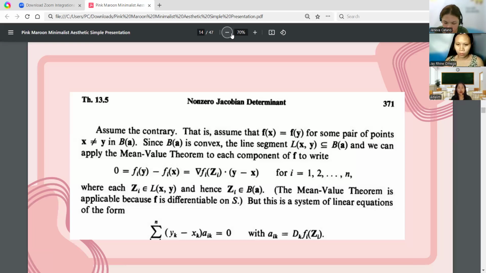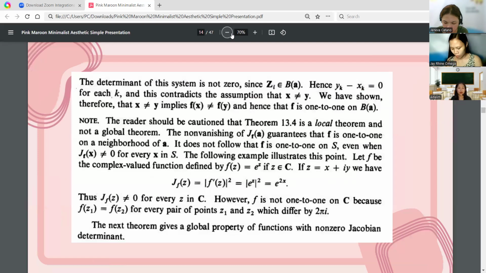Okay, next. The determinant of this system is not zero. So this is the whole detail of theorem 13.5, if I'm not mistaken. If you want to know more about that theorem, please try to read this one. So now let's proceed to the next slide.